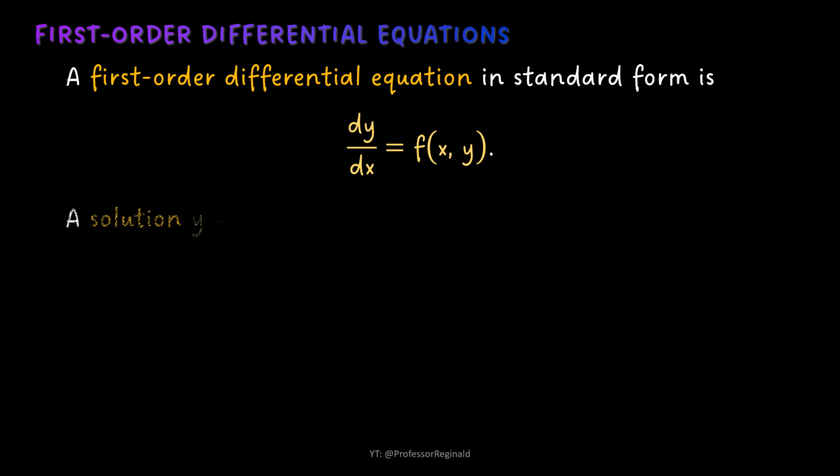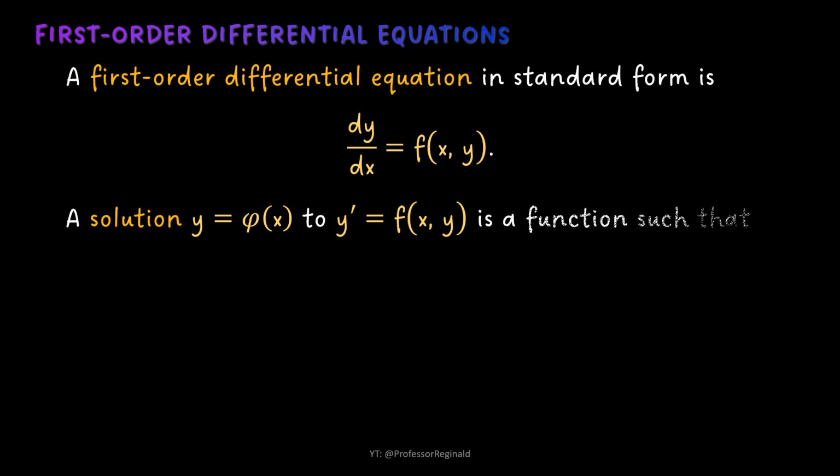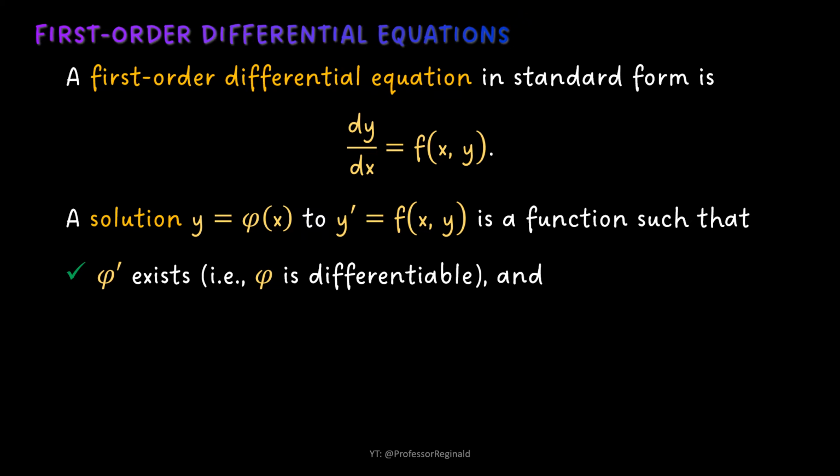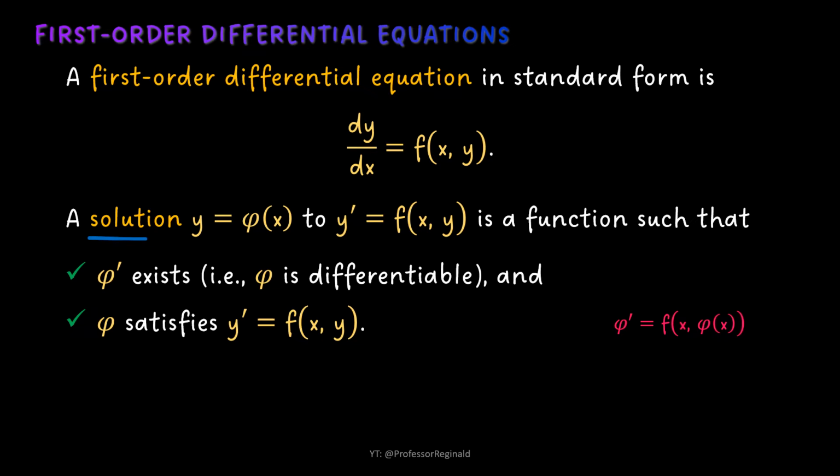The unknown function, or a solution to the differential equation, is a function such that its first-order derivative exists, meaning it is differentiable, and it satisfies the given differential equation, meaning its derivative equals the function in the two variables. The topic of this video is techniques of finding a solution of a first-order differential equation.